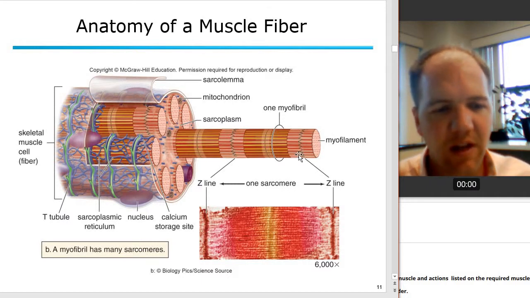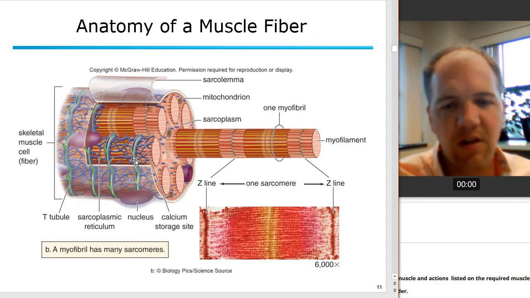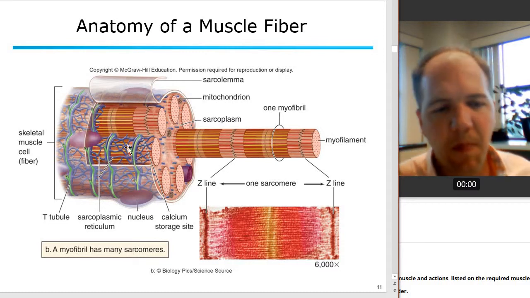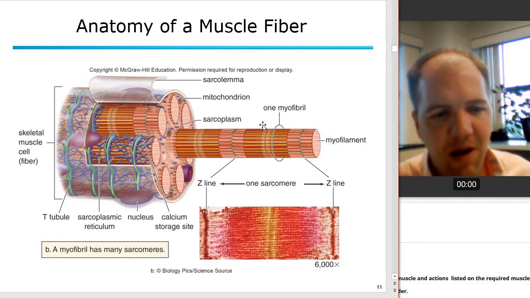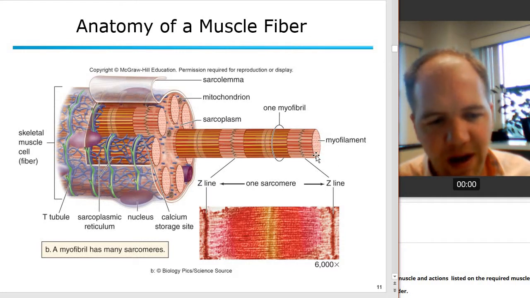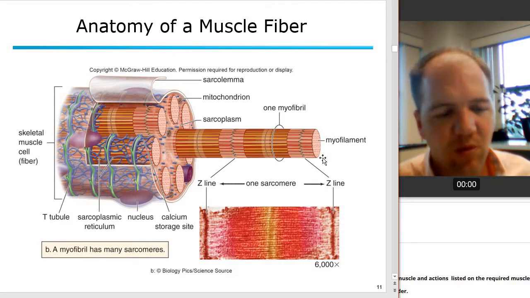So here's one Z line, here's another Z line. This is a sarcomere. Here's a Z line, the other Z line we can't quite see, but that would be the next sarcomere, and so on. So all along the length of this myofibril, we have multiple Z lines and multiple sarcomeres all lined up next to each other to create that myofibril. And then within that myofibril, we have the actin and myosin, and that's what we're going to look at next.